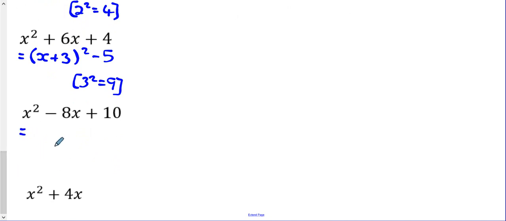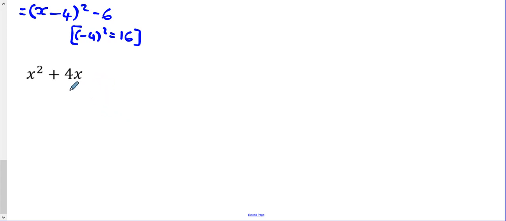Same thing here. Bracket squared, single x, half this coefficient. Then consider what we would get if we squared this out. We'd get negative 4 squared, which would be a positive 16. We wouldn't want 16, we'd want 10. So we'll have to subtract 6 to take us back to that original 10. That one's done.